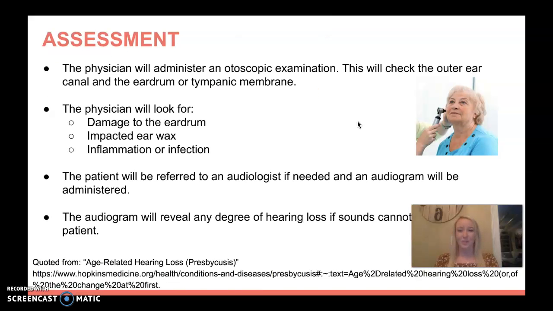Moving on to assessment. So first, the physician will administer an otoscopic examination. This will check the outer ear canal and the eardrum or tympanic membrane. The physician will look for, first of all, damage to the eardrum, second of all, impacted earwax, inflammation or infection, and then the patient will be referred to an audiologist if needed, and an audiogram will be administered. The audiogram will reveal any degree of hearing loss if sounds cannot be heard by the patient.